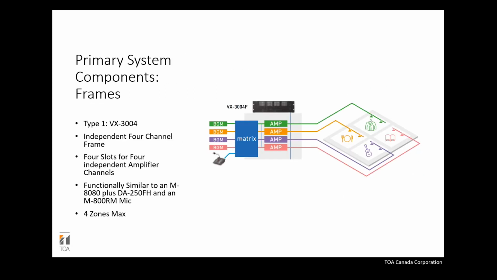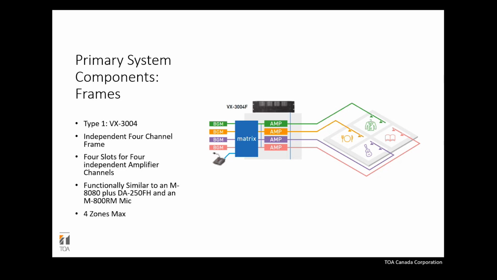The frames consist of three types of frames. Each frame has a different flavor and a different implementation for specific purposes. So let's start with the VX3004. This is the 4-channel frame, which is independent. As you can see here, each channel is independent from each other, fed as needed by the matrix, which is programmable, and you can feed whichever source that you want into each frame, and then you can page.